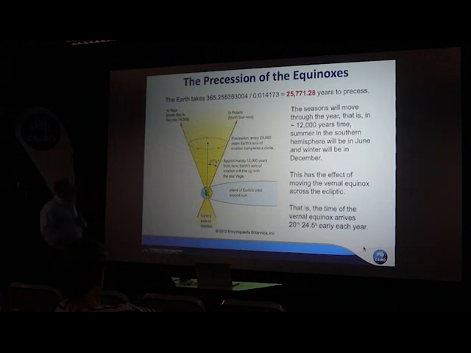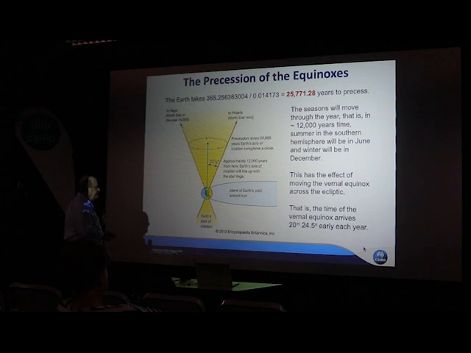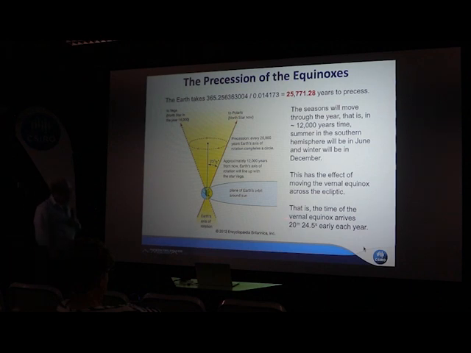So the seasons will move through the year. That is, in 12,000 years' time, summer in the southern hemisphere will be in June and winter will be in December. Okay. And then it'll be back again. So this has the effect of moving the vernal equinox across the ecliptic. That is the point on the sky that the sun appears to move from the southern hemisphere to the northern hemisphere. Okay. And that is the time of the vernal equinox arrives each year 20 minutes and 24.5 seconds earlier.